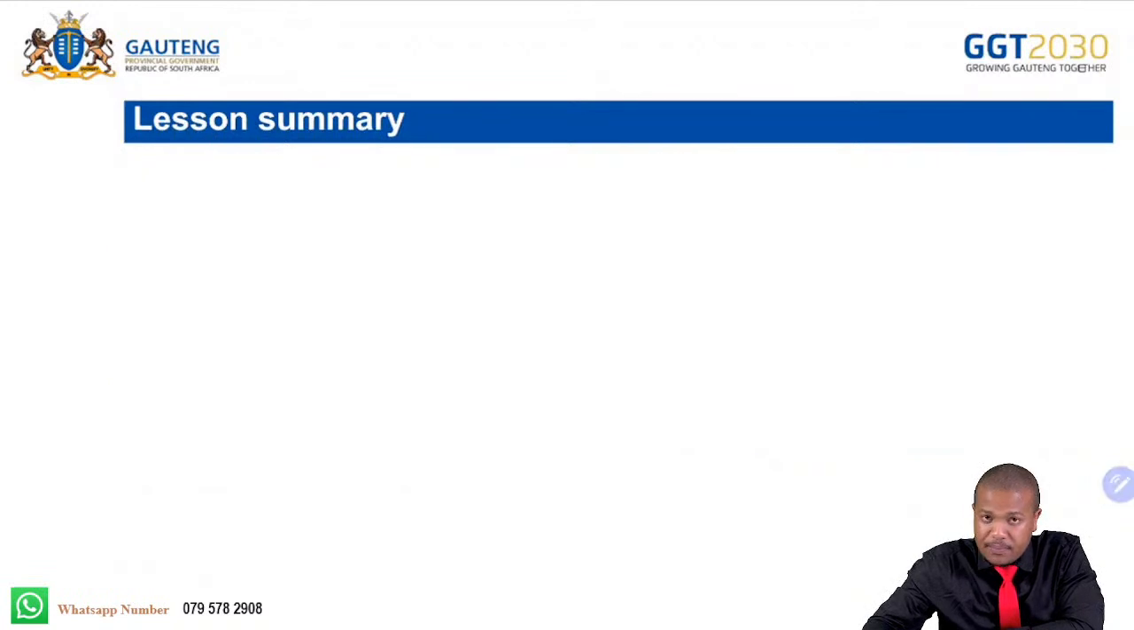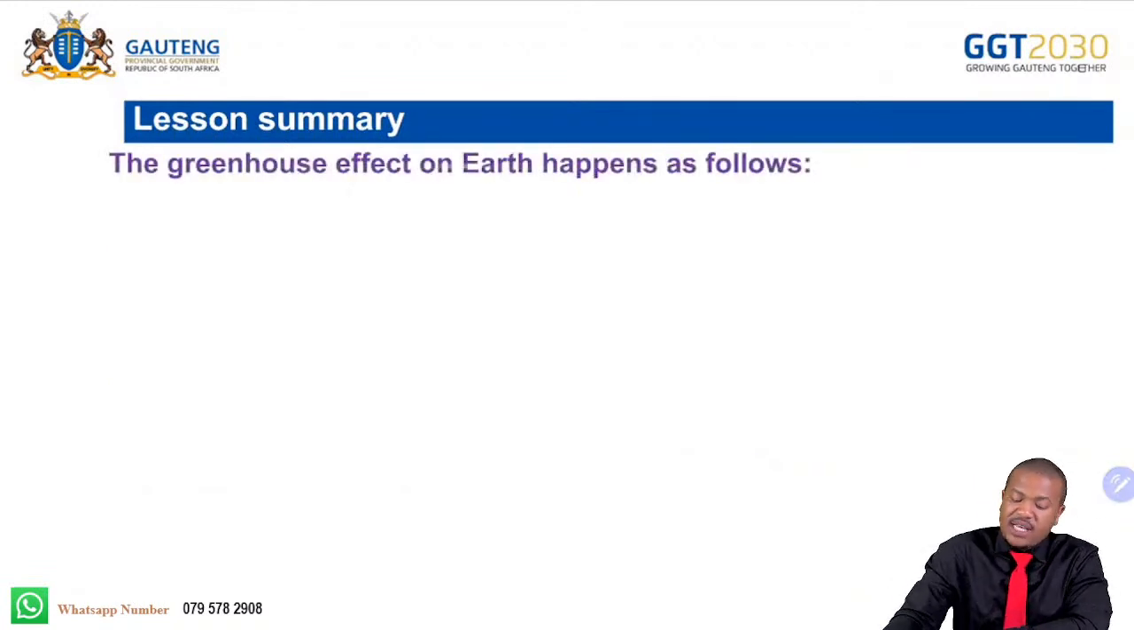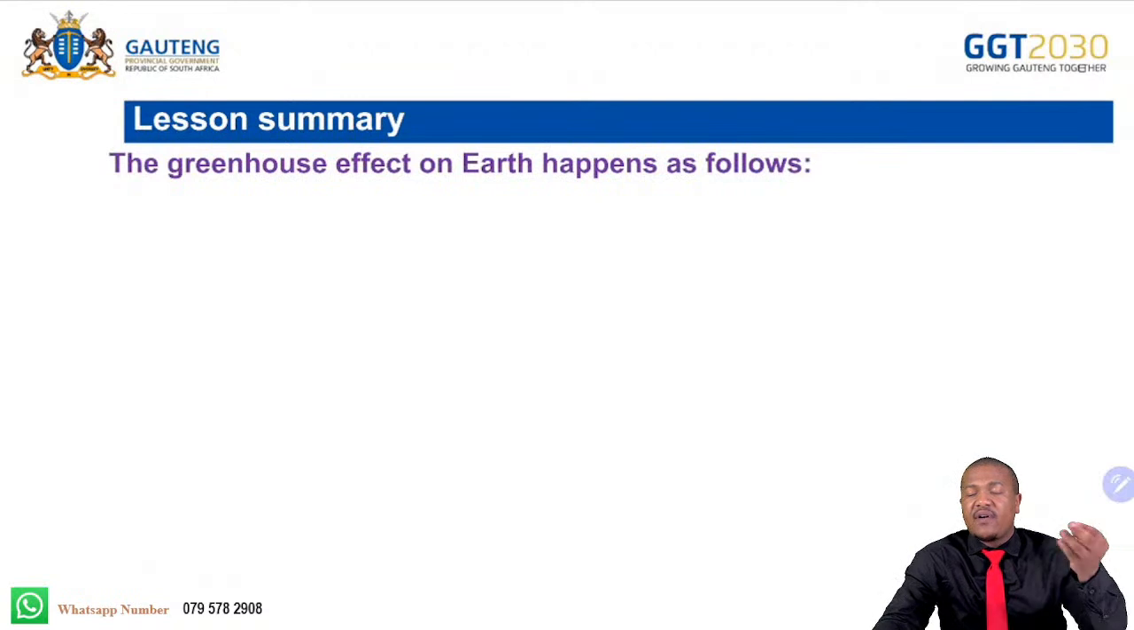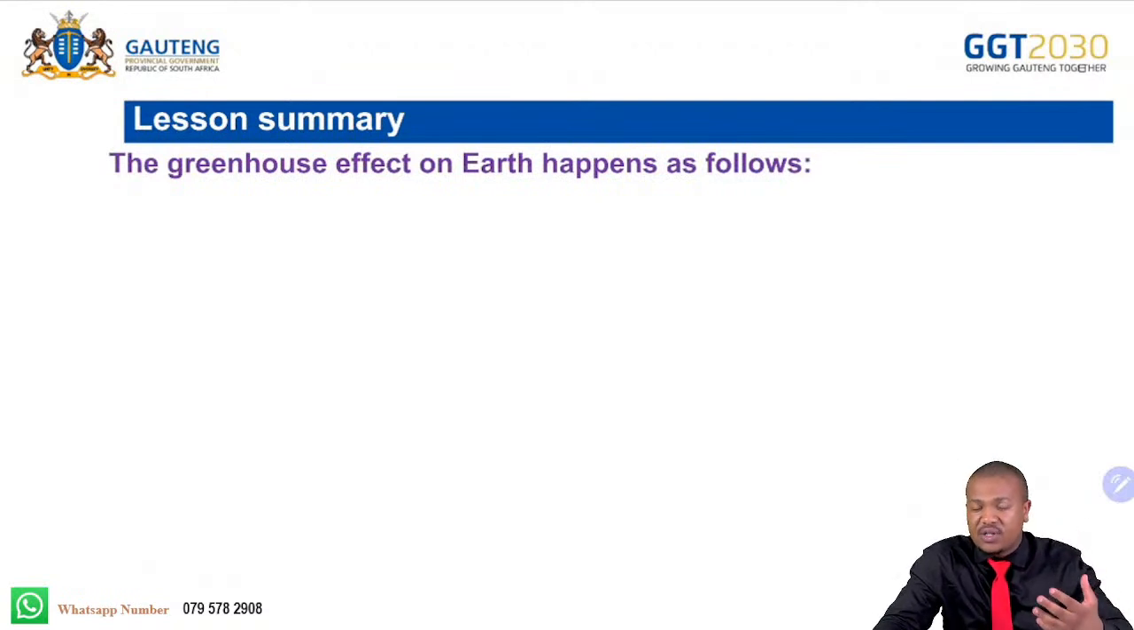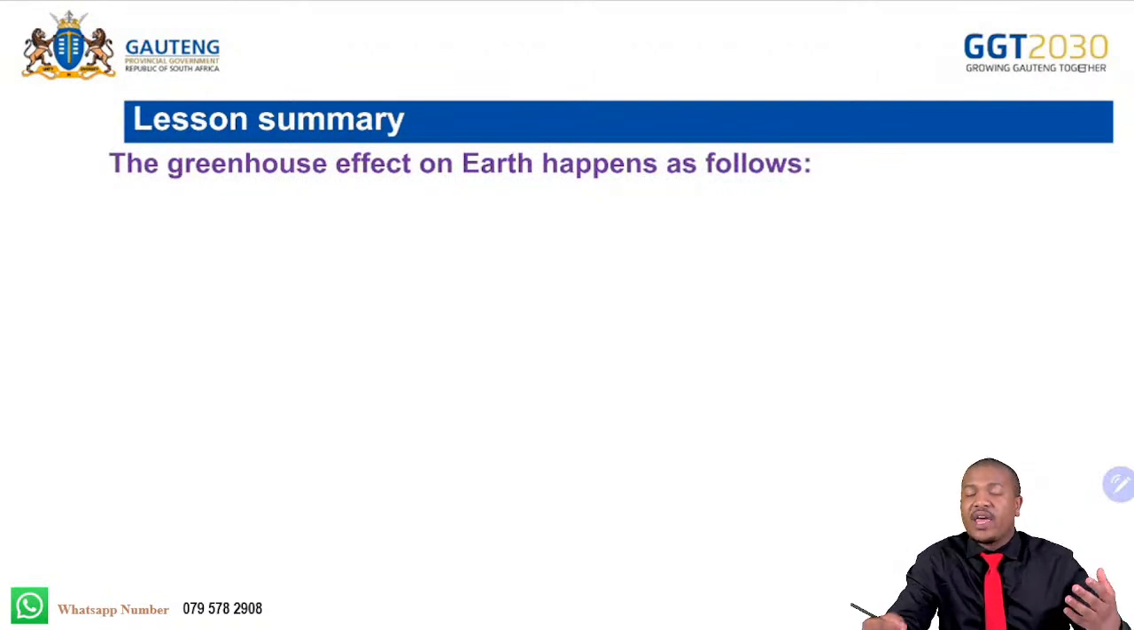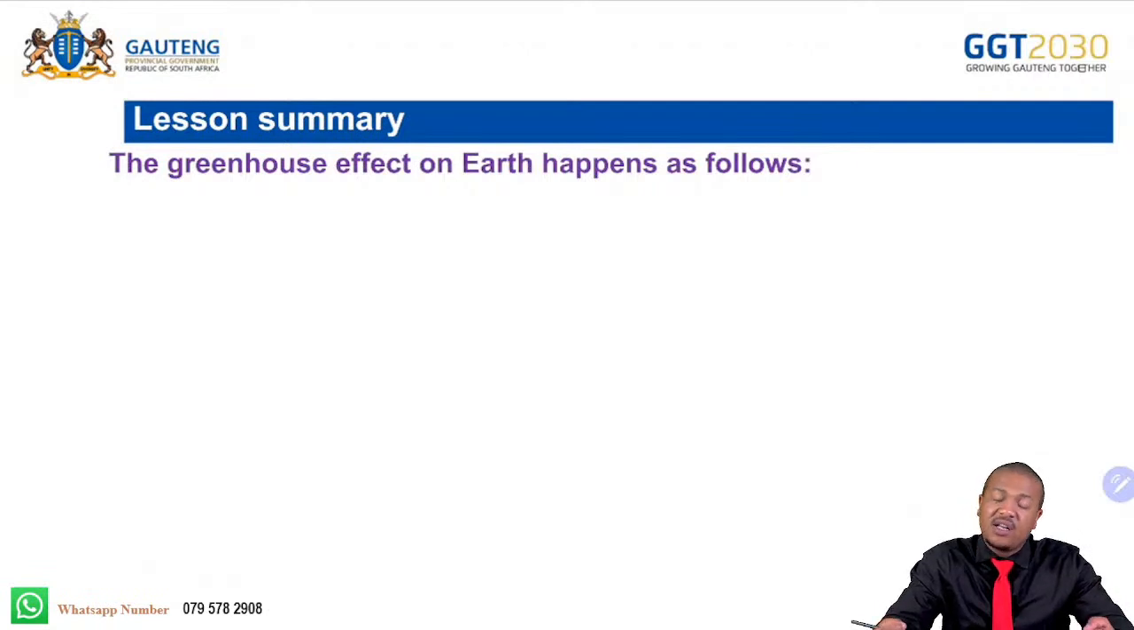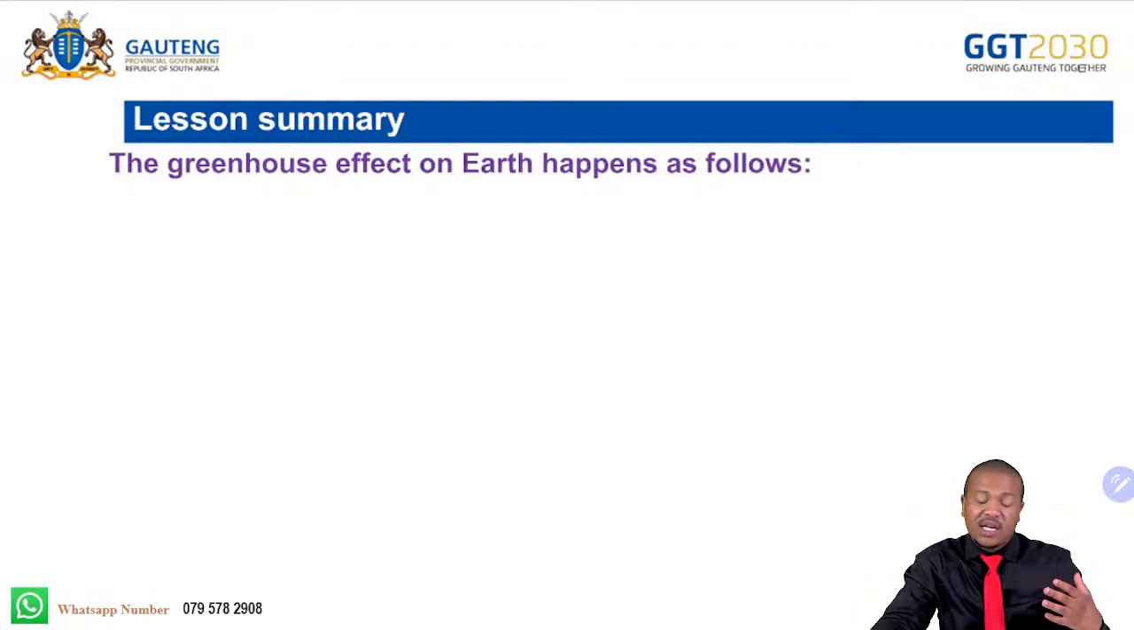Are we together? So now, we said that on Earth we also have our own natural greenhouse effect. The sun's UV rays pass through the atmosphere, then the energy is trapped, and we have sustainable heat. This is how the greenhouse effect happens on Earth.